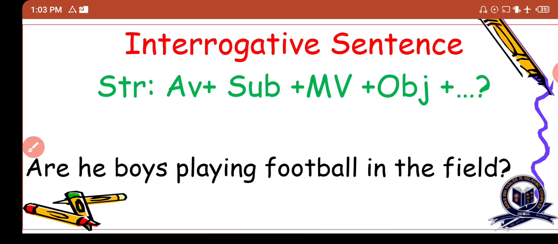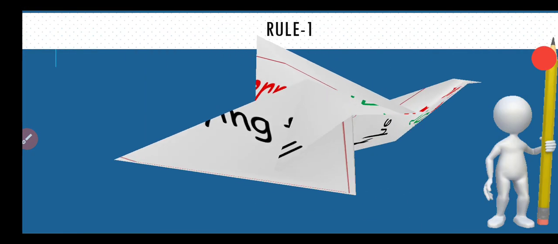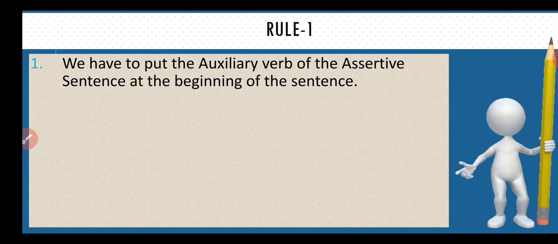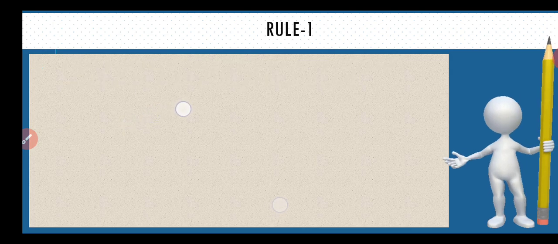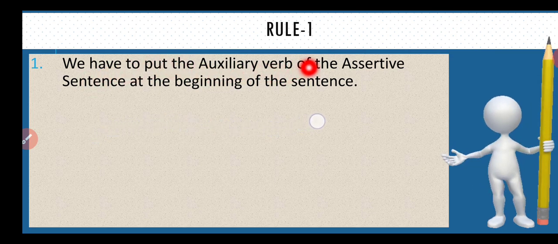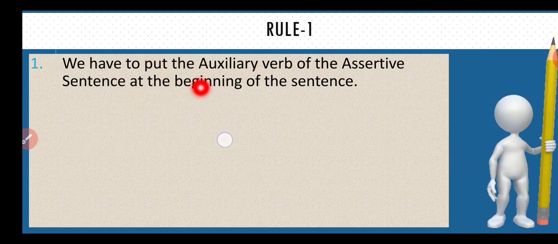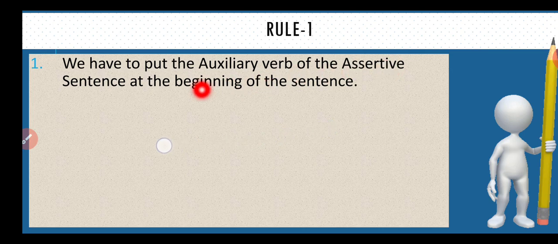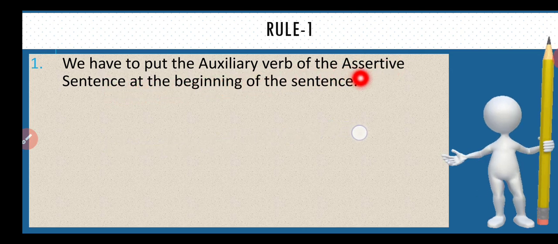So let's go into our class thoroughly. Let's discuss rule 1. At first, we have to put the auxiliary verb of the assertive sentence at the beginning of the sentence.